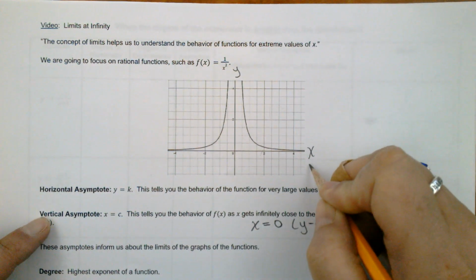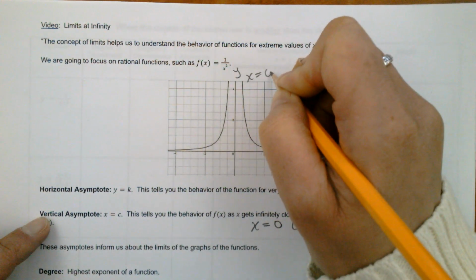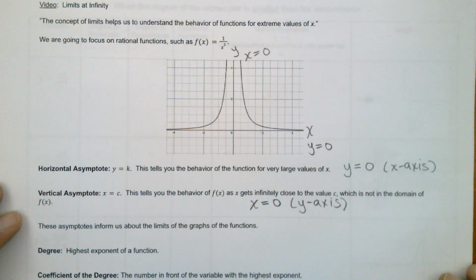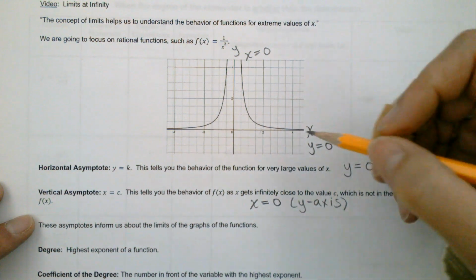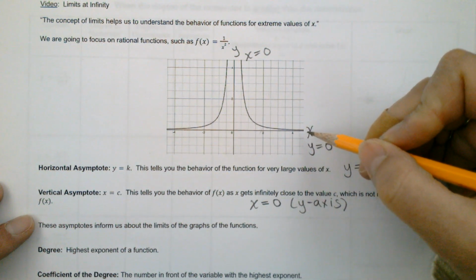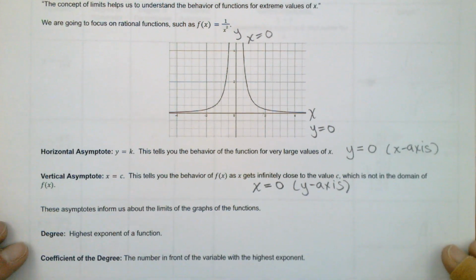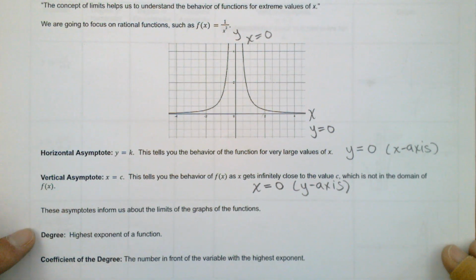So x-axis is another way of saying y equals 0, and y-axis is another way of saying x equals 0. So those are interchangeable. Okay. These asymptotes inform us about the limits of the graphs of the functions because they're never going to get there. They're going to try to get as close as possible, but they're never going to get to or cross that x-axis.